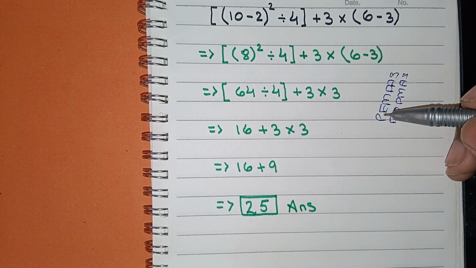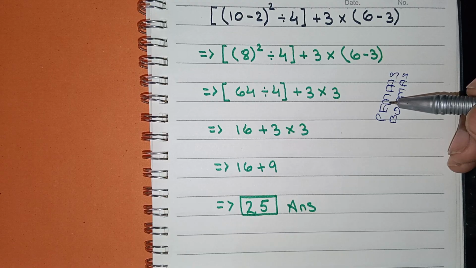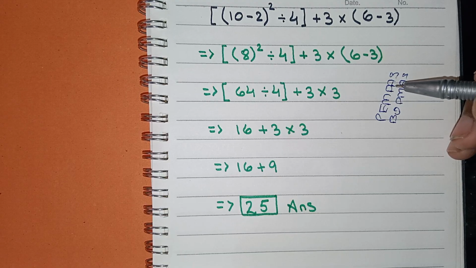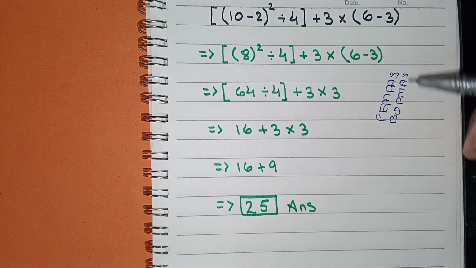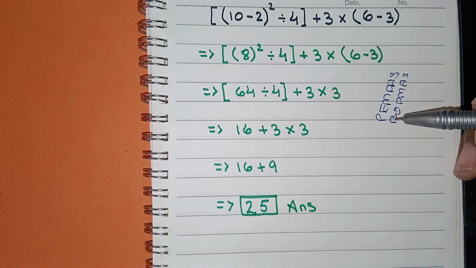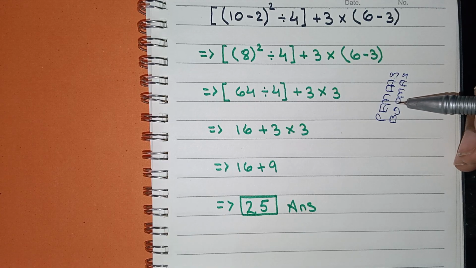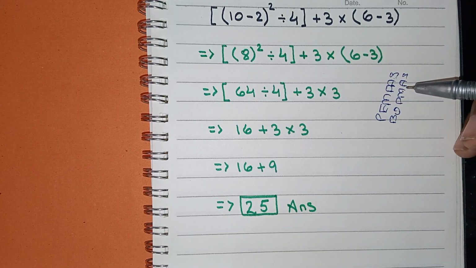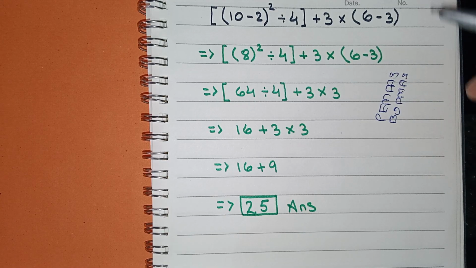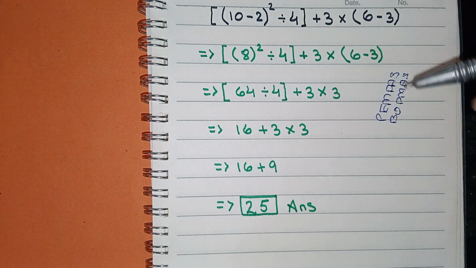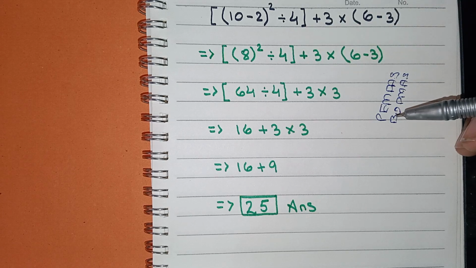PEMDAS: P for parenthesis, E for exponent, M for multiplication, D for division, A for addition, and S for subtraction. And for BODMAS, B for bracket, O for operation, D for division, M for multiplication, A for addition, and S for subtraction. Firstly we will solve according to the BODMAS rule. Firstly we will solve the brackets.